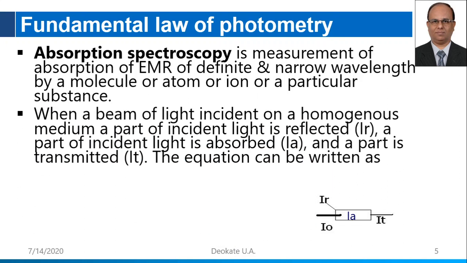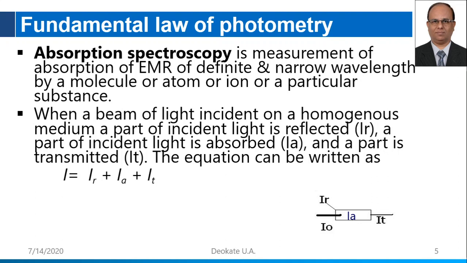When a beam of light is incident on a homogeneous medium, a part of the incident light is reflected, denoted as IR. A part of the incident light is absorbed, denoted as IA, and a part is transmitted, denoted as IT. So we can write the equation that I0, that is the intensity of the incident beam, will be equal to the intensity of the reflected beam plus the intensity of the absorbed beam and the intensity of the transmitted beam.